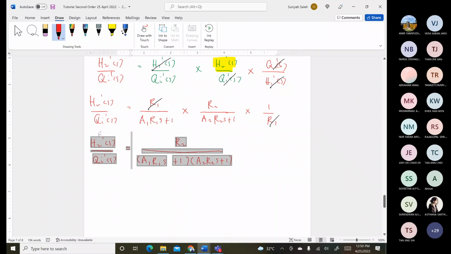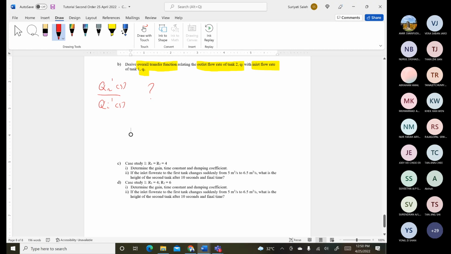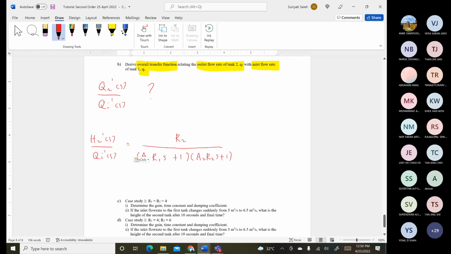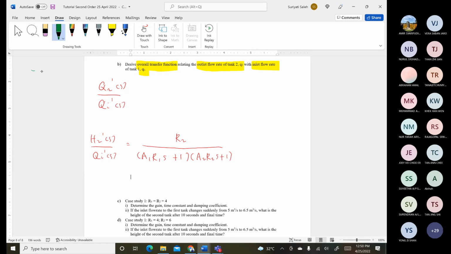So this is our equation, H2 prime over Qi. Now, here, we know that from the H2, we have the H2 prime S over Qi prime S. So this has been obtained according to question A. So we have the Qi as our inlet, which is okay.